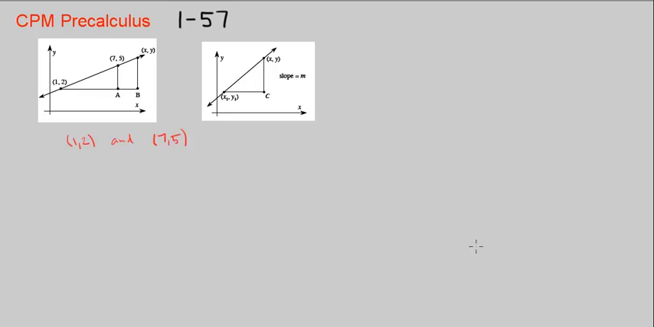This is CPM Precalculus Chapter 1, number 57. So we're looking at lines and equations of lines, and here we're starting by applying the process to find the equation of the line through point (1, 2) and point (7, 5). Using the diagram below, answer the following questions in your team study.